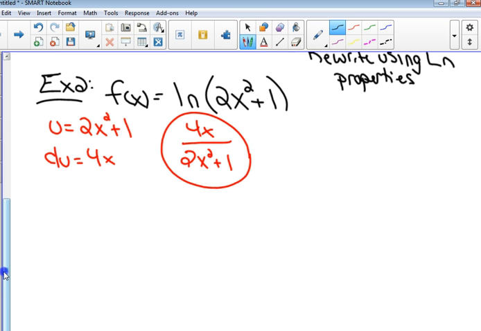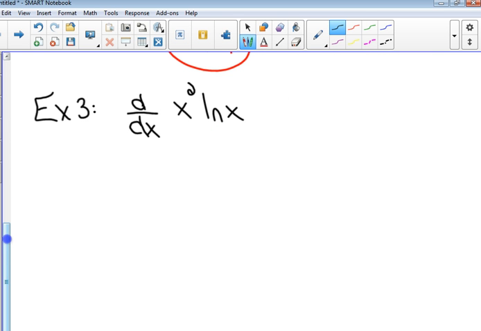Now you could also get things that are not just using one property, I should say. So if I was going to take, let's write this a different way, d dx of x squared ln x, right? What this means is taking the derivative of x squared ln x. Just so you guys could see it if it didn't tell you to take the derivative.